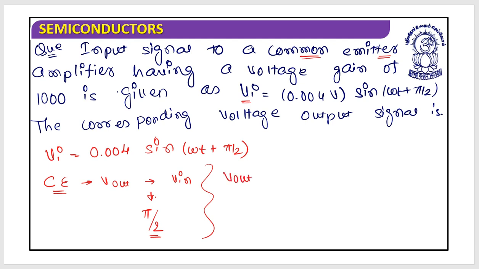And when I get V out, it should be equal to gain times V in. So gain is 1,000, multiplied by the amplitude, which is 0.004, or 4 divided by 1,000. So this cancels, and this will be 4 volt. Now you can write down the relation on your own. I hope this is clear.